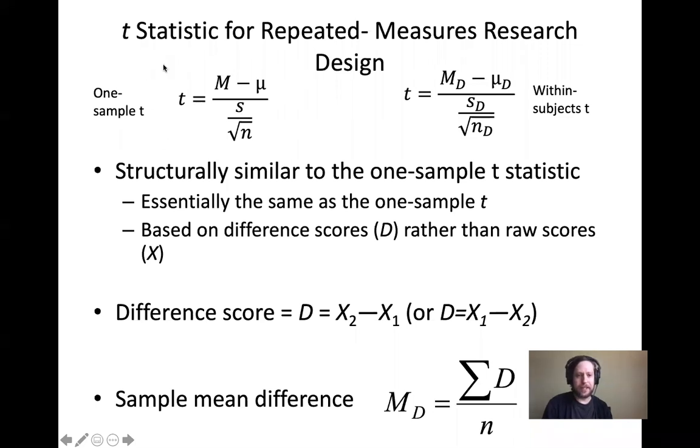The one sample t is based on x values. You do these calculations based on x values. This t right here is calculated based on difference scores. And so I'll show you what difference scores are, and then we'll also have a little bit of practice calculating difference scores today to help you understand what those things are.